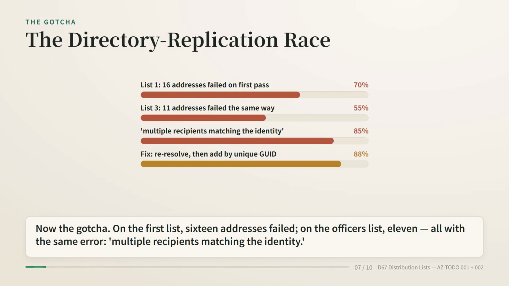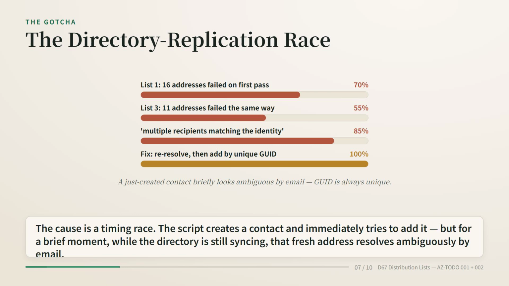On the first list, 16 addresses failed. On the officers list, 11, all with the same error, multiple recipients matching the identity. The cause is a timing race. The script creates a contact and immediately tries to add it, but for a brief moment, while the directory is still syncing, that fresh address resolves ambiguously by email.